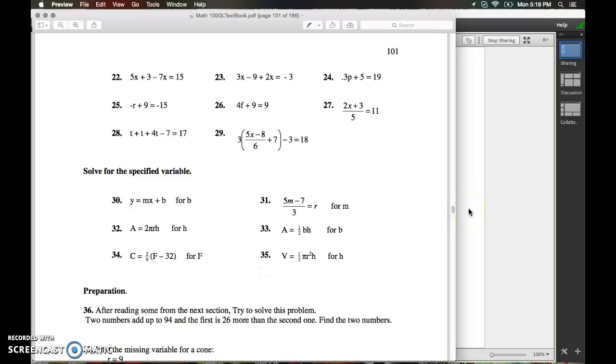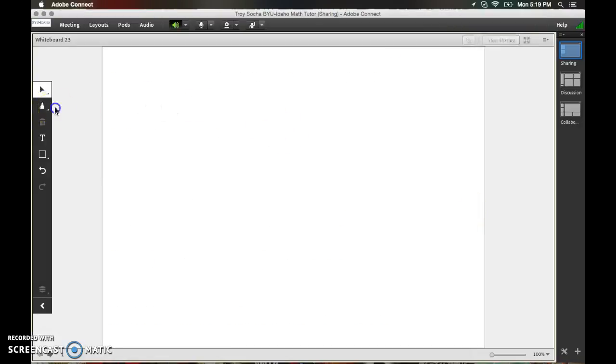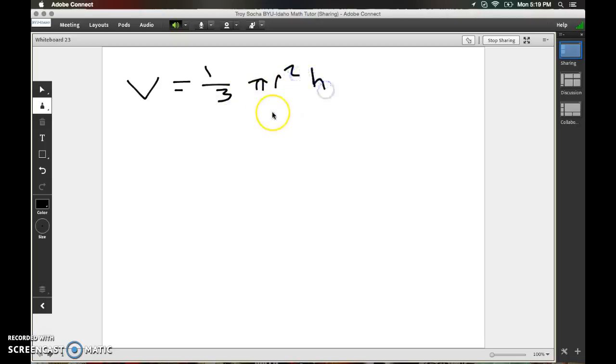So, V equals 1/3 pi r squared over H. Now this one's a little different because we have that 1/3. That 1/3 is a different number. It's not 2. If it was 2, we could just divide like we did before.